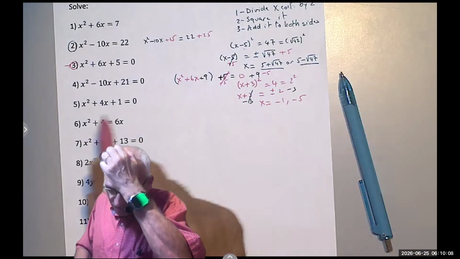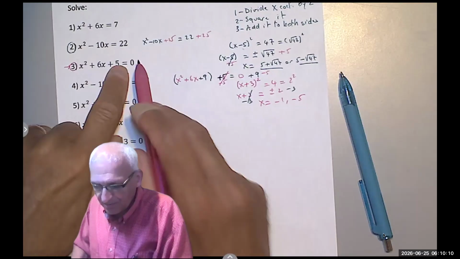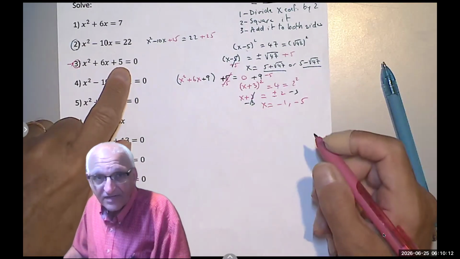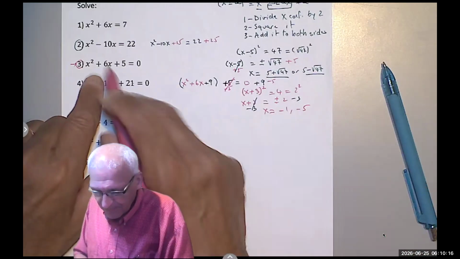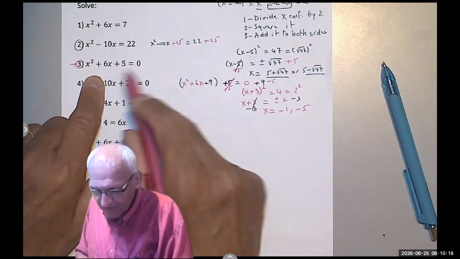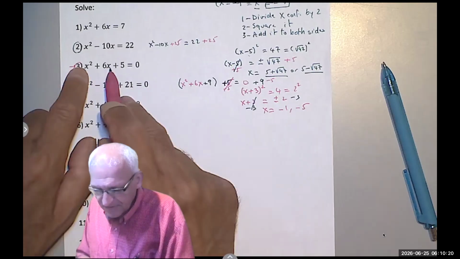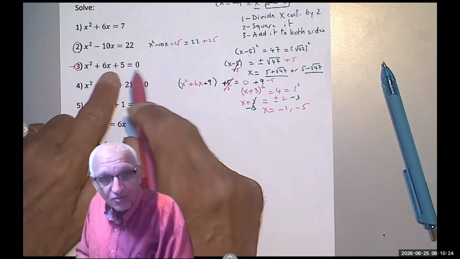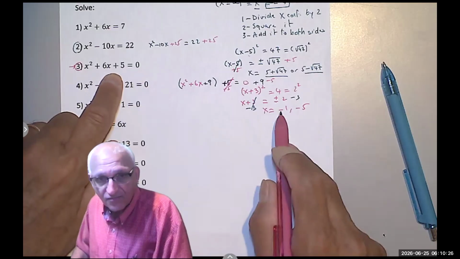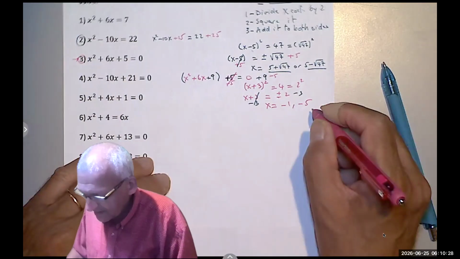Yeah, I knew just by looking that two numbers that multiply to 5 and add up to 6 are 5 and 1. So I will have x plus 5 times x plus 1 equals 0. If x plus 5 equals 0, then x is negative 5. And if x plus 1 equals 0, then x is negative 1. So I don't need to check that. I know it's correct.